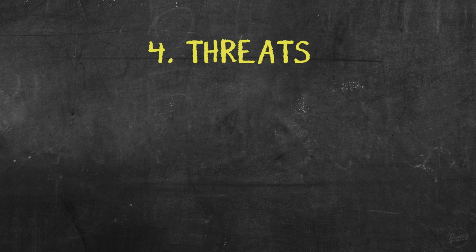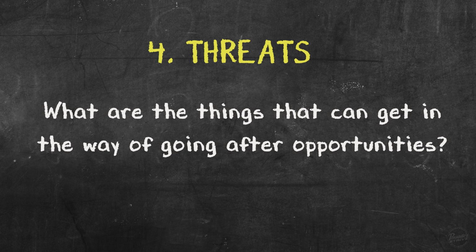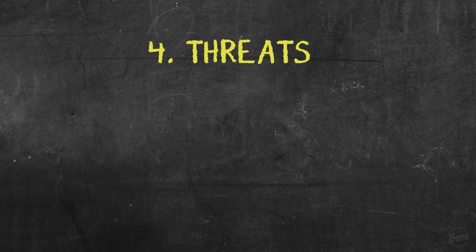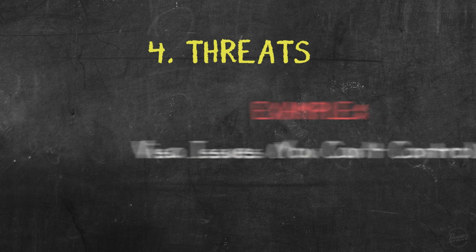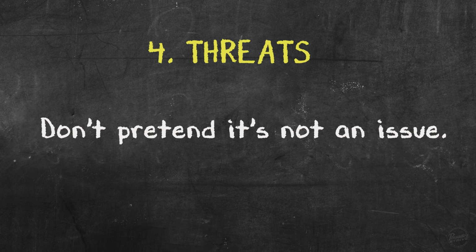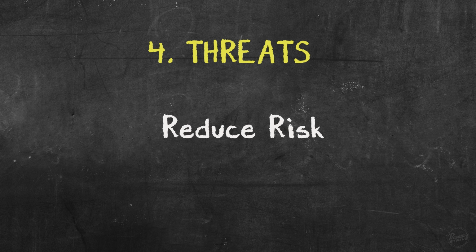The next thing is what's called threats. Threats, again, is looking out into the external marketplace and asking ourselves, what are the things that can get in the way of us going after our opportunities? Some of those things might be visa issues, let's just say. These are things that we can't control in the marketplace. If you are from another country and you want to stay in the United States to pursue your career, you really can't just pretend that that is not an issue. We really have to ask ourselves, how are we going to mitigate that risk? How are we going to reduce that risk and find a way to reach our goals, okay?